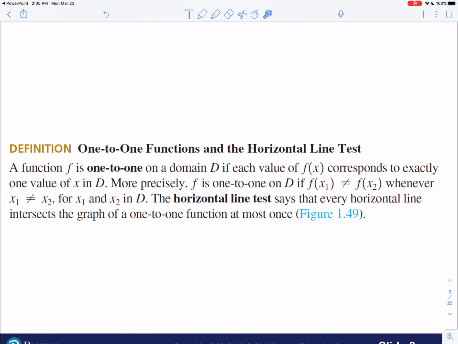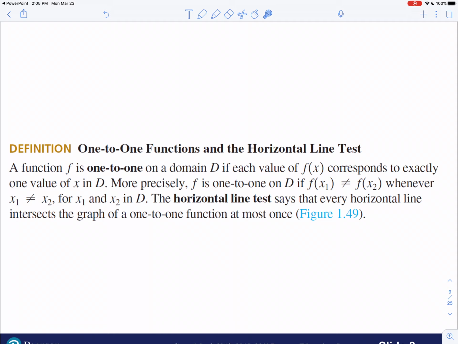So, a one-to-one function and the horizontal line test. A function is one-to-one on the domain if each value of x corresponds to exactly one value of y, and each value of y corresponds to exactly one value of x in the domain. More precisely, f is one-to-one on the domain if f of x1 is not equal to f of x2 whenever x1 is not equal to x2.